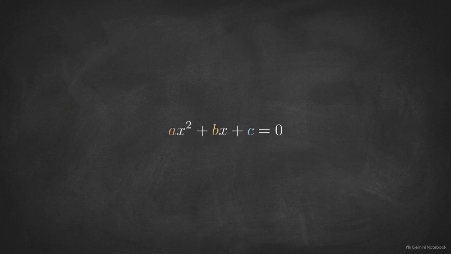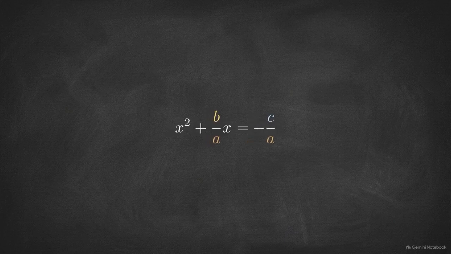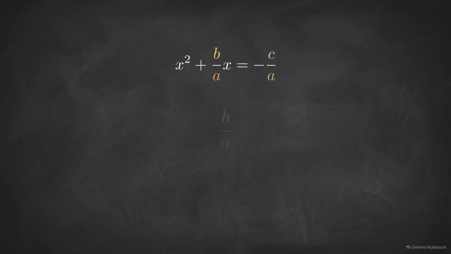This equation represents the generalized format of a quadratic function, before any specific numbers are applied. Our first step in finding the roots is isolation. Assuming a is not 0, we divide every term by a to strip the coefficient away from the squared variable. Next, we move the constant term, c over a, to the opposite side of the equal sign. This clears the workspace to construct a perfect square.